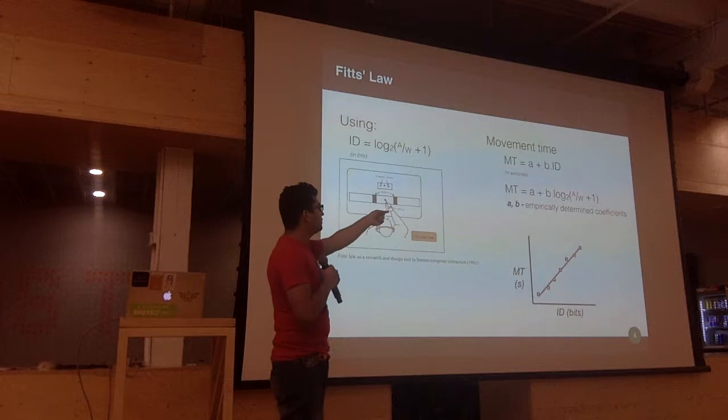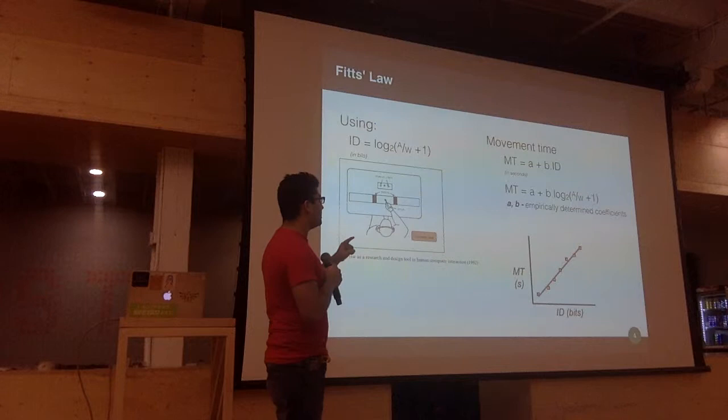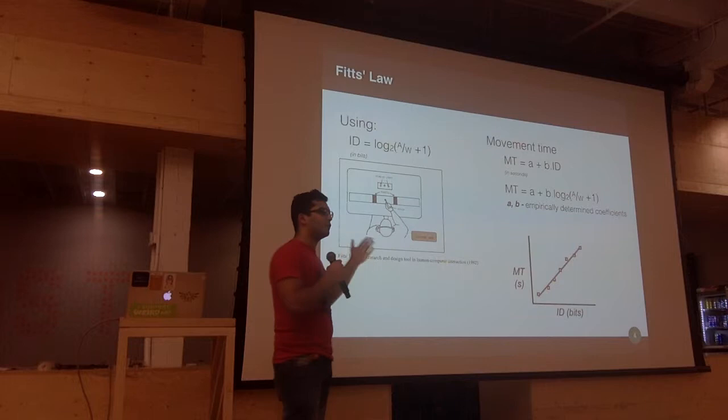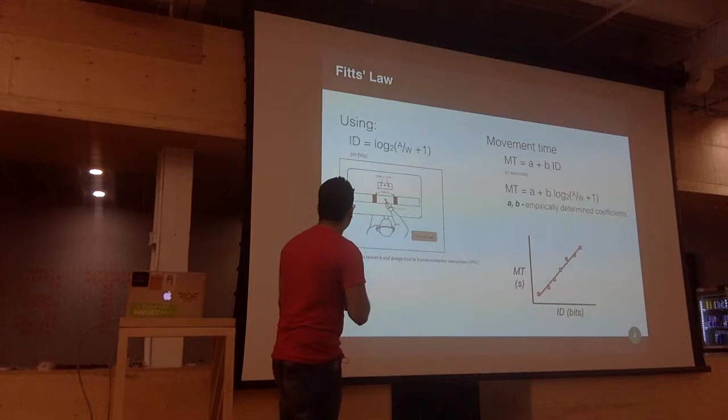So, if you want to calculate the movement time, you determine a and b, which are empirically determined, and then you can say, if I change the amplitude or if I change the width of the task, what will the possible movement time for a user be? Generally, it's been shown to be pretty accurate.